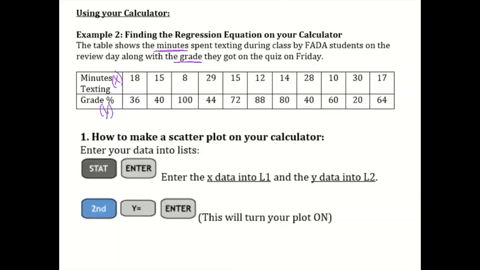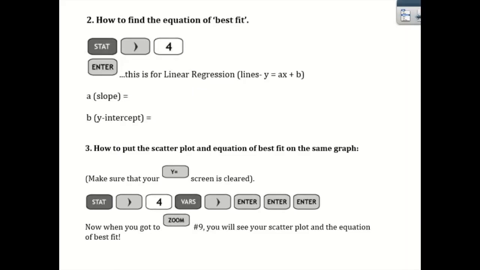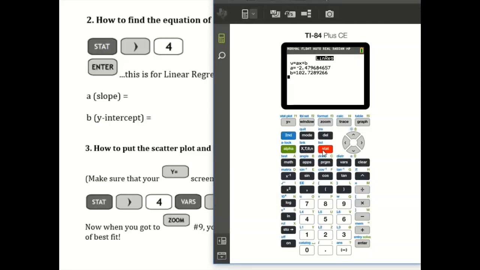If we look at our notes, these directions are on your notes. So we hit stat, I'll do that again. We hit stat, go over, that's your arrow, go over to calc, and we want to do number 4 because that's our linear regression. You see it says AX plus B. I'm going to hit 4. And then I hit enter until I get down to calculate. If you see it says my X is L1 and my Y's are L2, that's what we typed in. So I'm going to hit enter, and there is my regression variables.